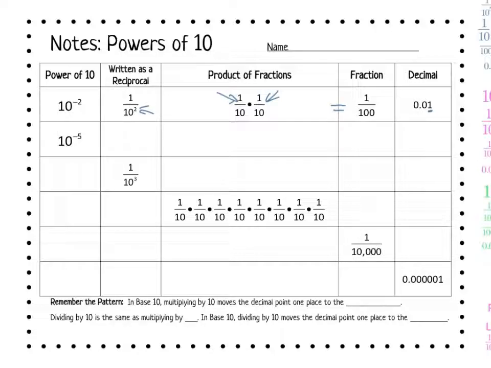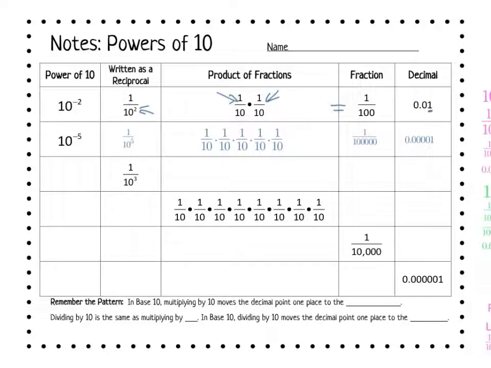Now let's try doing it on our own. The next one I have is 10 to the negative fifth. First I'm going to write that as a reciprocal. Since I have 10 to the negative fifth, I'm going to write that as 1 over 10 to the positive 5. Now I'm going to write that as a product of fractions. I'm going to be multiplying 1/10 times 1/10 times 1/10 times 1/10 times 1/10, so I've got 1/10 multiplied 5 times. When I do that, 1 times 1 times 1 times 1 times 1 is 1, and 10 times 10 times 10 times 10 times 10 gives me 100,000. So 1 over 100,000.